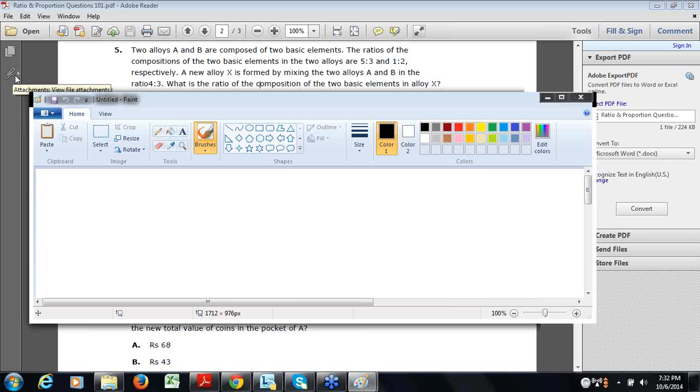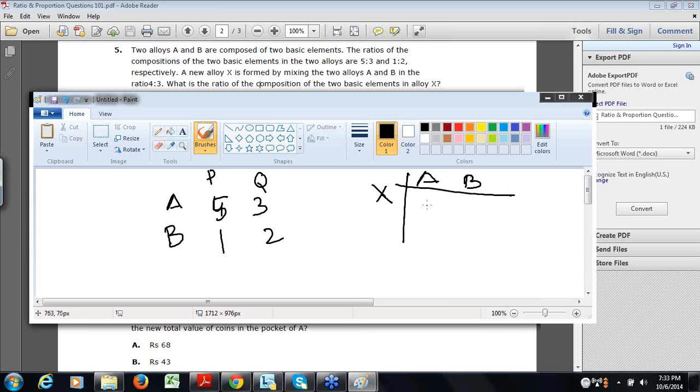So we have two alloys A and B. Say the basic elements are P and Q. So 5:3 and 1:2 is the ratio in which P and Q are mixed in alloys A and B. Now in alloy X, alloys A and B are mixed in the ratio 4:3. Okay. So say it is 4L and 3L.